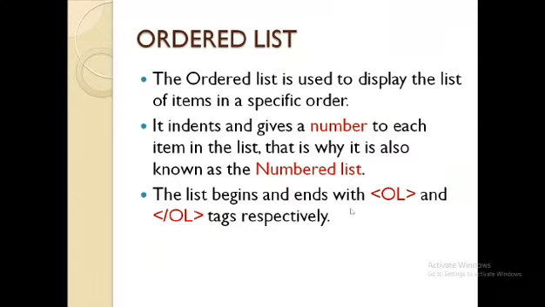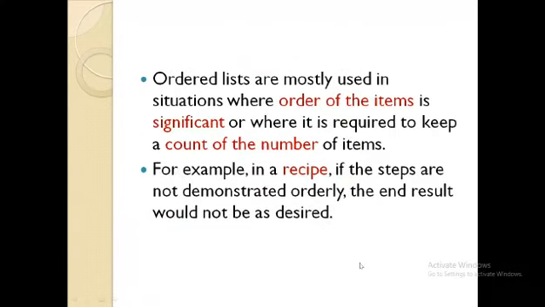The list begins and ends with the OL open tag and OL close tag respectively. Ordered lists are mostly used in situations where the order of the items is significant, or where it is required to keep account of the number of items. For example, in a recipe, if the steps are not demonstrated orderly, the end result would not be as desired.